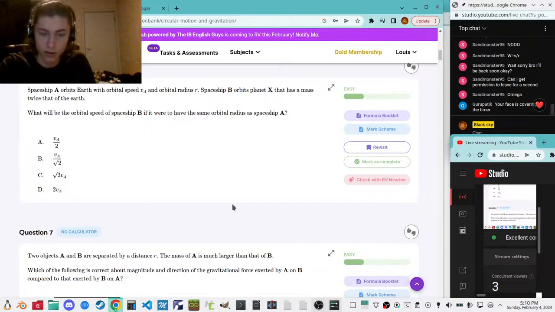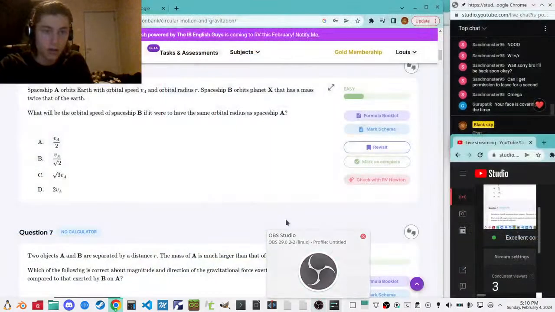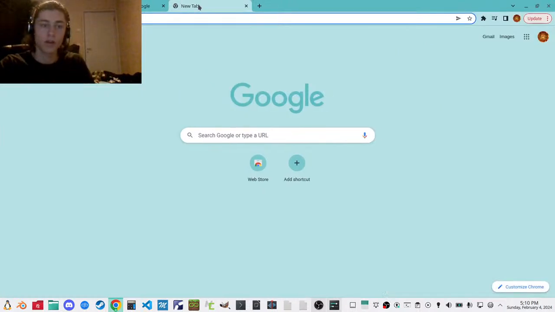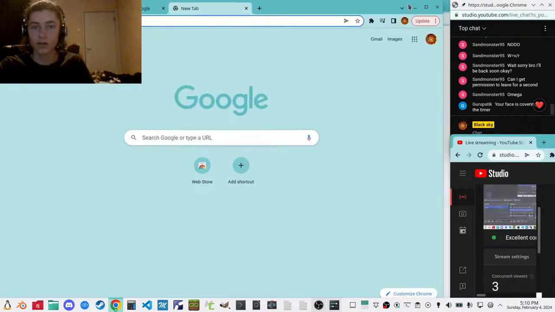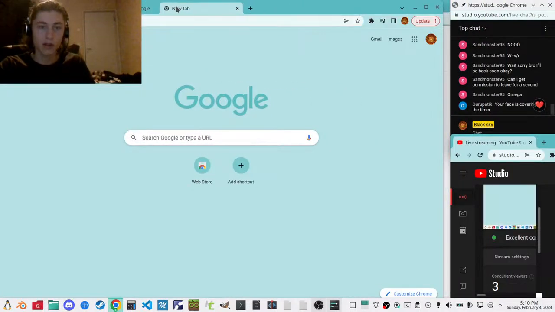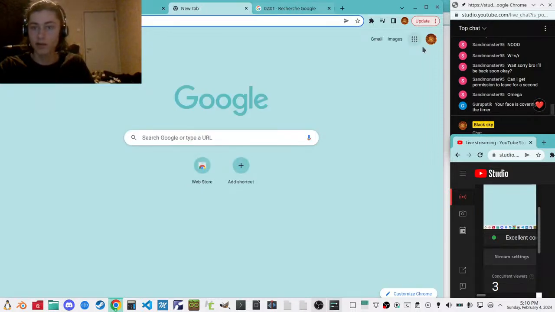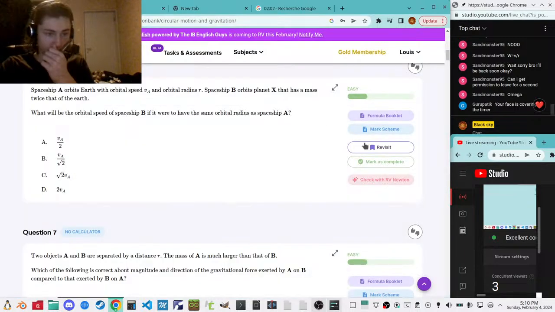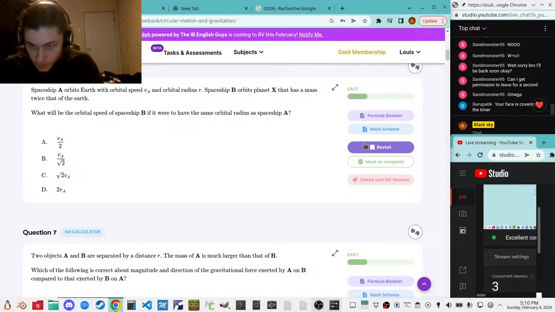Oh, my face is covering the timer. What can I do? Add more tabs. You know what? Oh my god. There we go. Add more tabs. Is that fine? Problem solving 101. Can you see the timer? Yeah, probably. No, you can't see the timer.